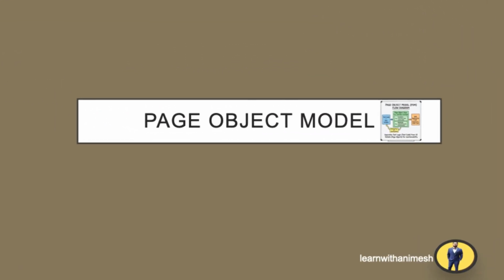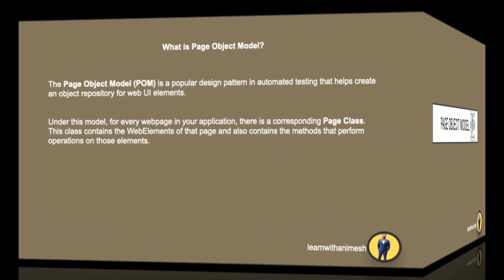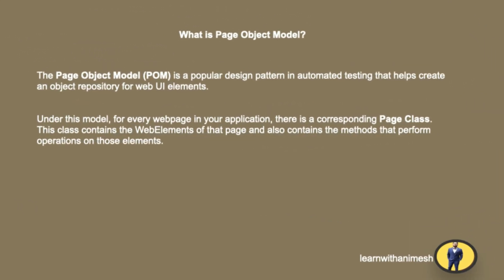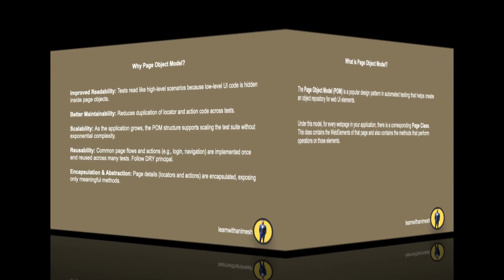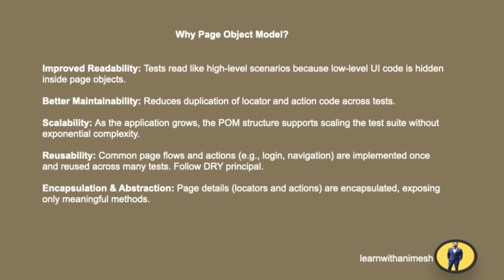So page object model, if you have not heard about the term, is one of the popular design patterns we follow in most of the UI based frameworks. Page object model is nothing but we create separate page classes for different pages, and this will actually help to modularize your code. There are a few advantages of using page object model because it improves your readability.